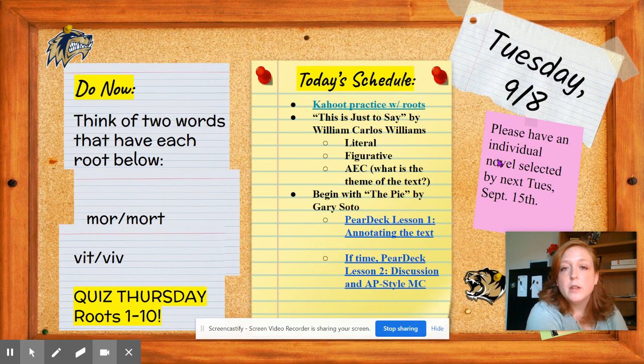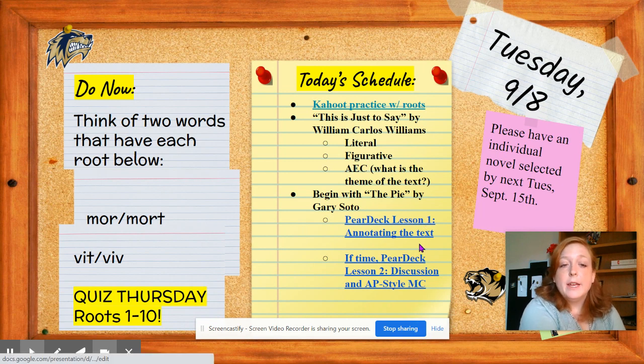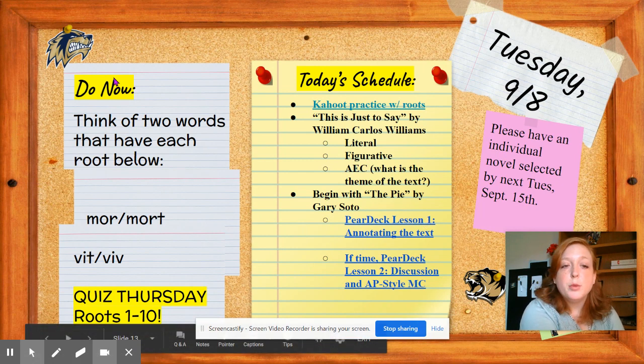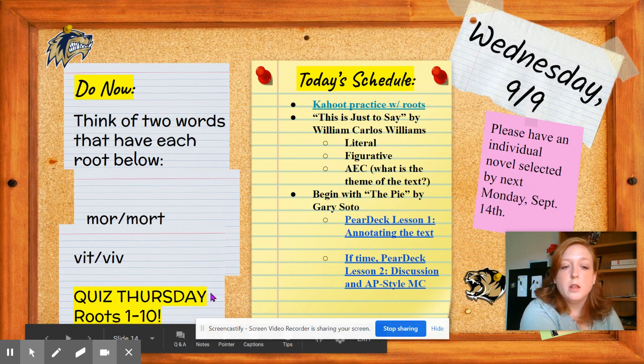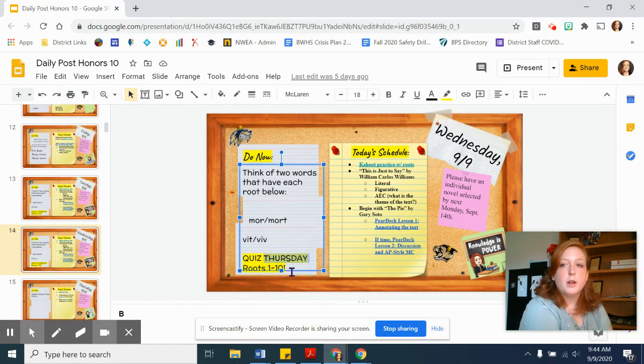This week we had Labor Day, so we didn't have class Monday. Tuesday we started with our B days, and they completed their final 2 root words, and there will be a quiz on Thursday for B days. It would be Friday for my A days. Let me go ahead and change that.